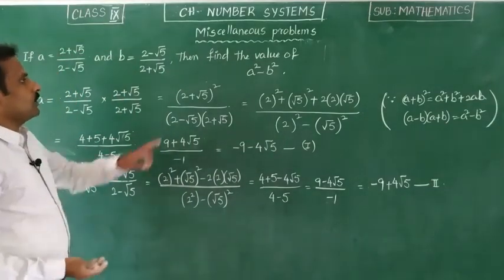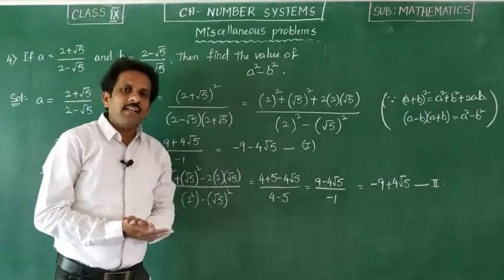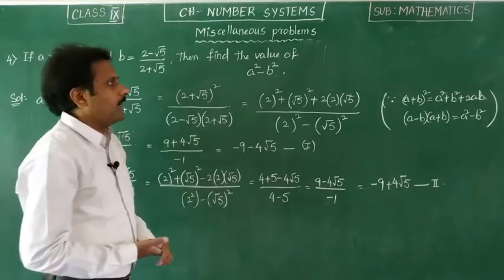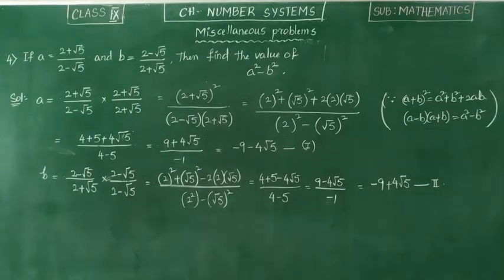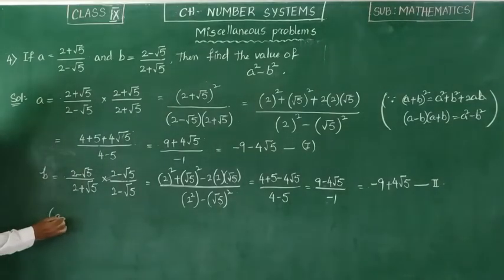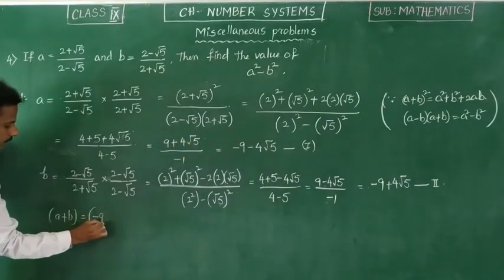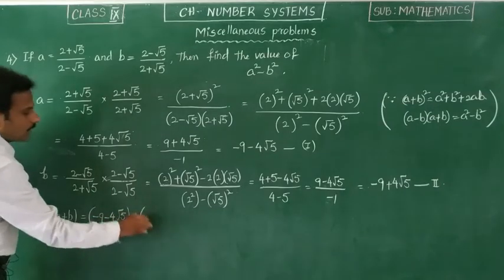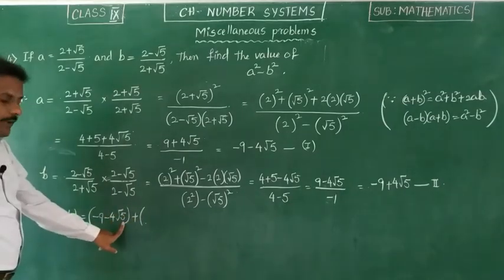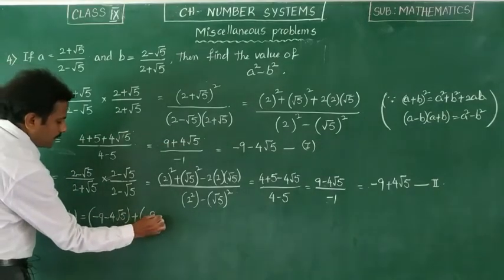Now it is asked to find a square minus b square. So what is the a square minus b square identity again? A plus b into a minus b. So let us do that also. First let us find a plus b. The a value we have got here is minus 9 minus 4 root 5, plus b. The b value we just got is minus 9 plus 4 root 5.